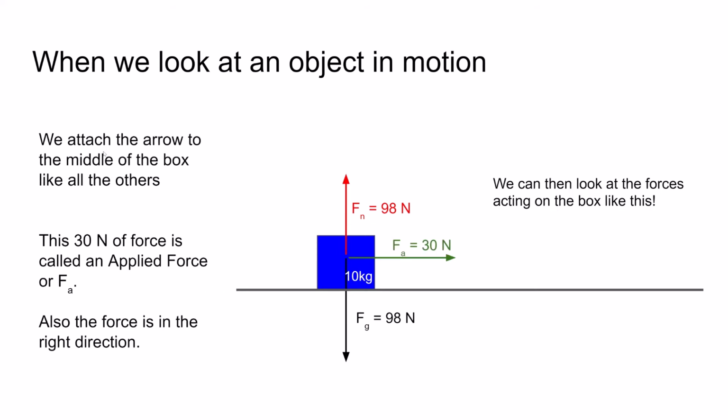Okay? Like always, we take the arrow and we attach it to the center of the box, or the middle of the box, like all the others. This 30 Newton force is called the applied force. It's also the force that the box is going in at this point, so the force is in the right direction, because obviously we're pushing to the right.